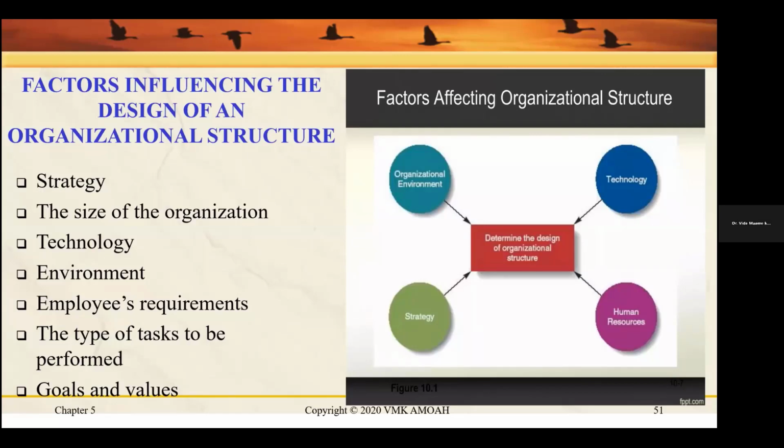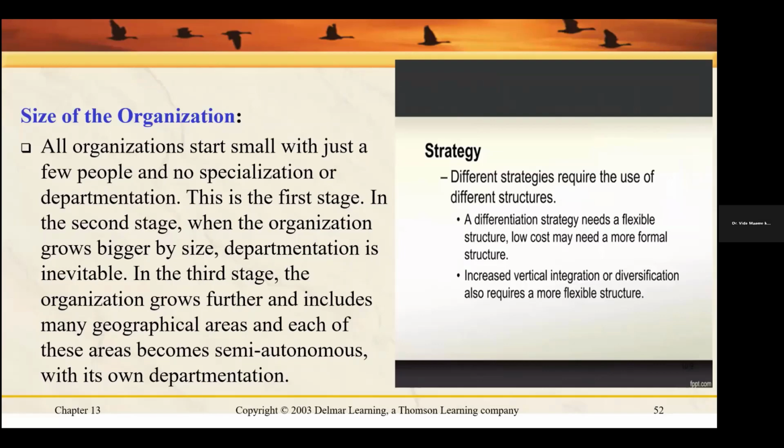So the strategy. Different strategies require the use of what? A differentiation strategy needs to be a flexible strategy. So low cost may need a more formal structure. Increased vertical integration or diversification also requires a more flexible structure. But sometimes when you have the structures, it is very difficult to do restructuring as well. So when strategizing, you also need to get hold of all these things.